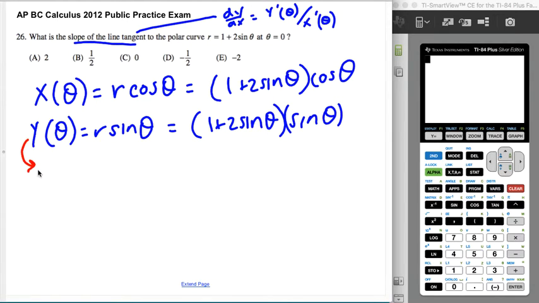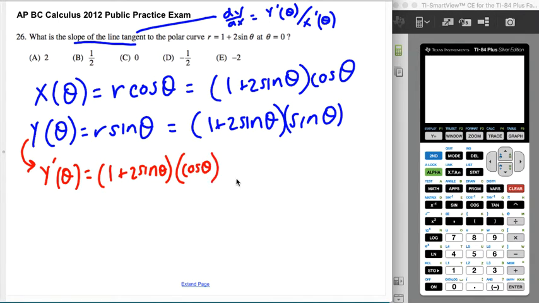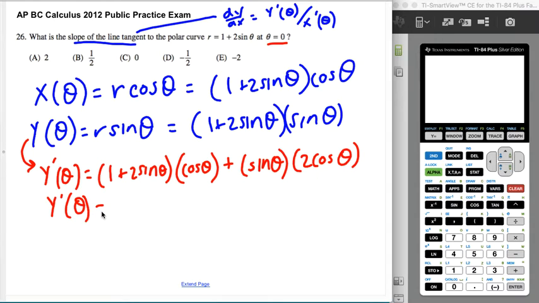So my y prime of theta is going to be u dv plus v du, right? And I don't need to clean that up because I was specifically asked for when theta is 0. So let's go ahead and find y prime of 0, right?